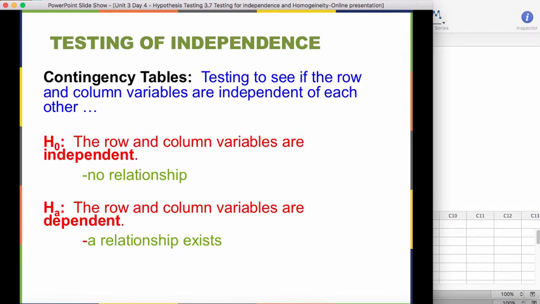When we're testing for independence, the contingency table will show us if the row and column variables are independent of each other. The null hypothesis is that the row and column variables are independent. There is no relationship between what's happening with the row variables and the column variables. They have no association. The alternate hypothesis is that the row and column variables are dependent and there is some relationship that exists.